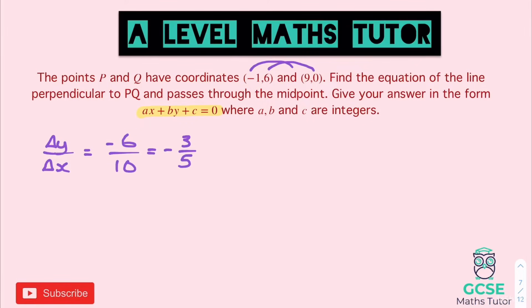There we go. So for our perpendicular gradient, our negative reciprocal of negative 3/5 is going to be positive 5 over 3, or positive 5/3. So there's the gradient that we're going to be using for our line, 5/3.